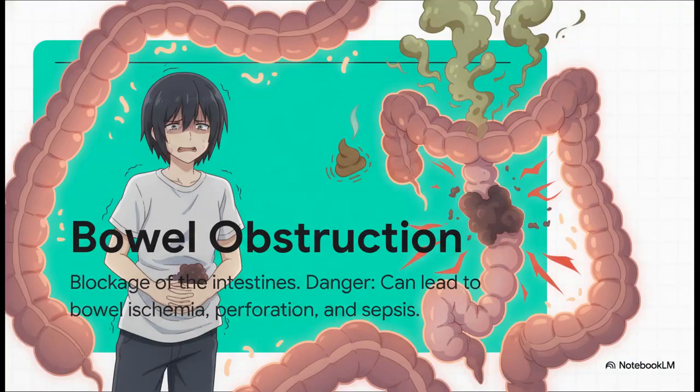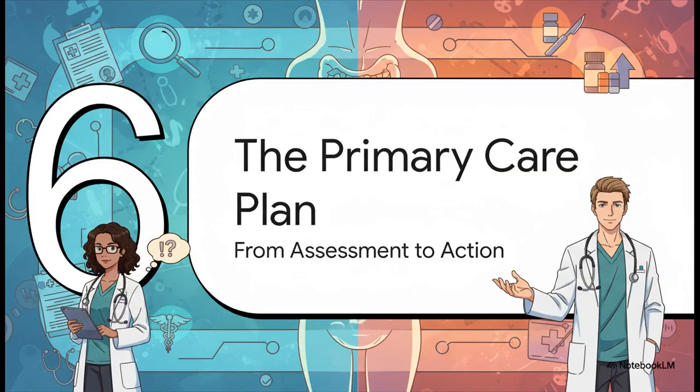Next up is bowel obstruction. The key things to listen for are a swollen, distended abdomen, vomiting that might even start to smell like feces, and absolute constipation, meaning they're not even passing wind. The danger here is that the blocked-off section of bowel can lose its blood supply, leading to ischemia, tissue death, and perforation.